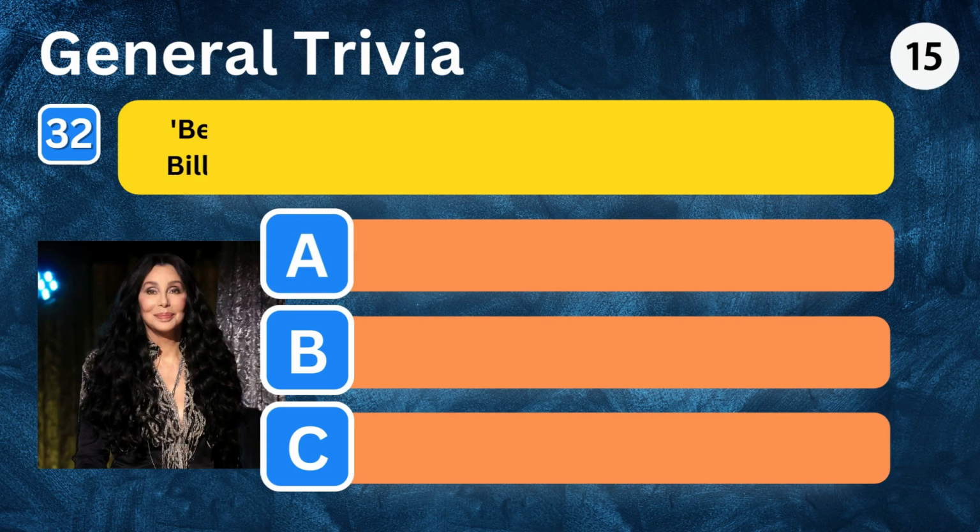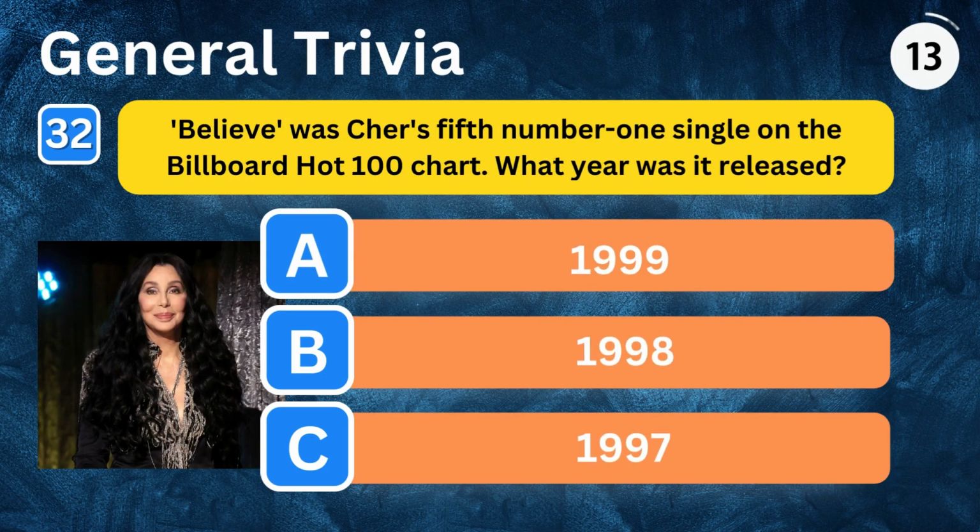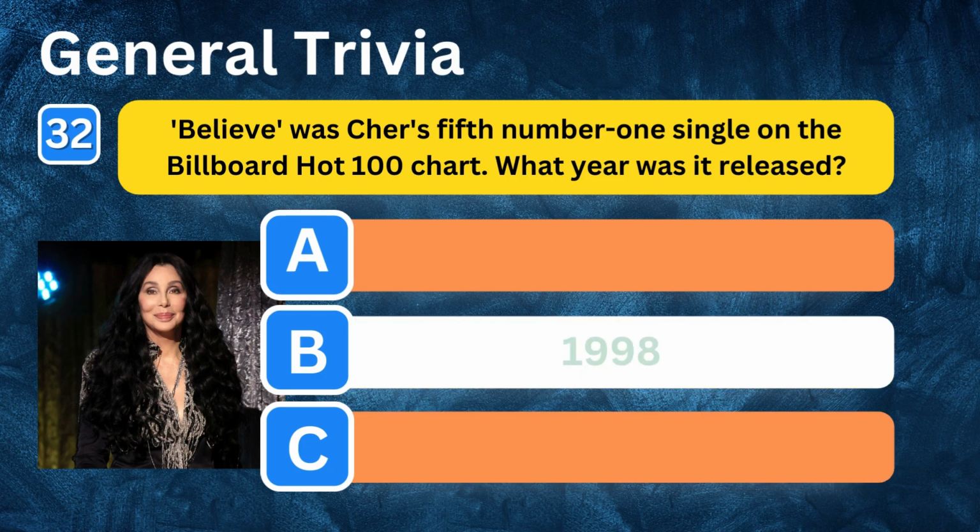Question 32. Believe was Cher's fifth #1 single on the Billboard Hot 100 chart, but what year was it released? Was it 1999, 1998, or 1997? And the answer was 1998.